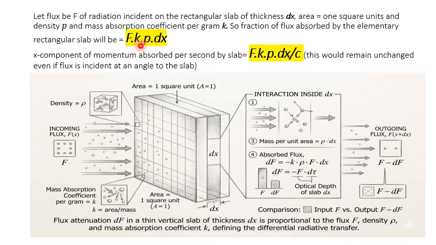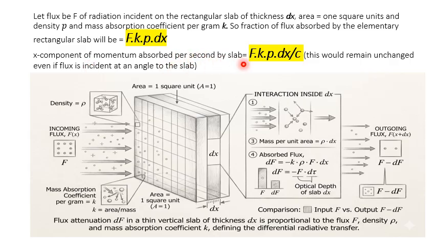So kappa times mass will give us a term that doesn't have any units because it's per gram, and the mass from the denominator will cancel the mass unit from the numerator, and we will end up with the flux that gets absorbed by the elementary slab. So this is an important relation. Now since we know the flux absorbed, we also know the x component of momentum absorbed. Momentum is simply the flux divided by the speed of light, but it is per second.